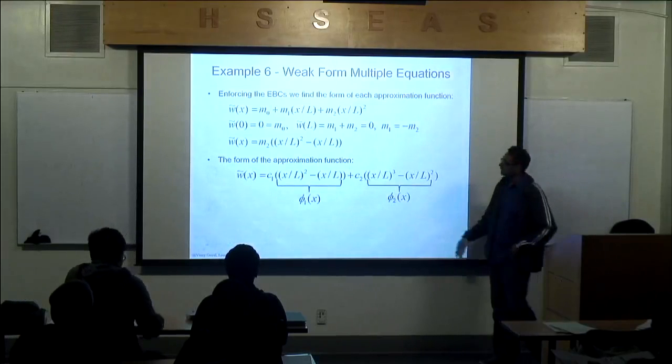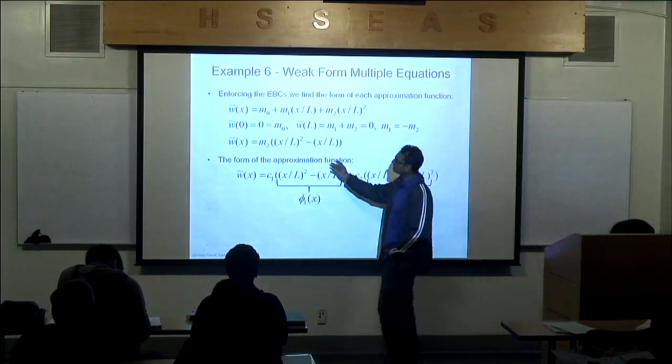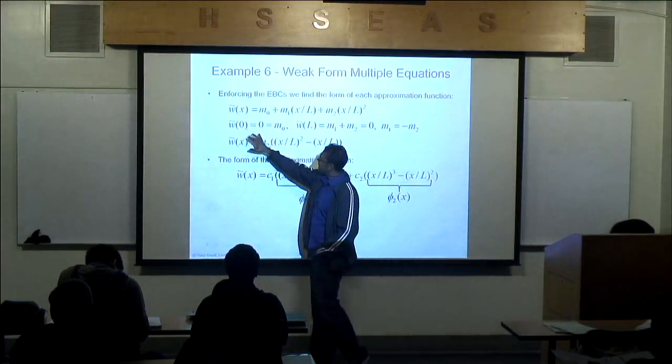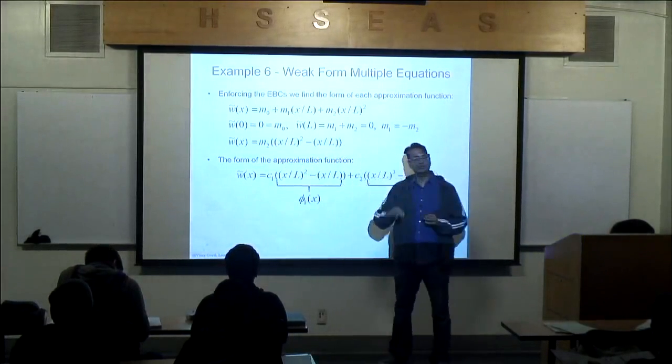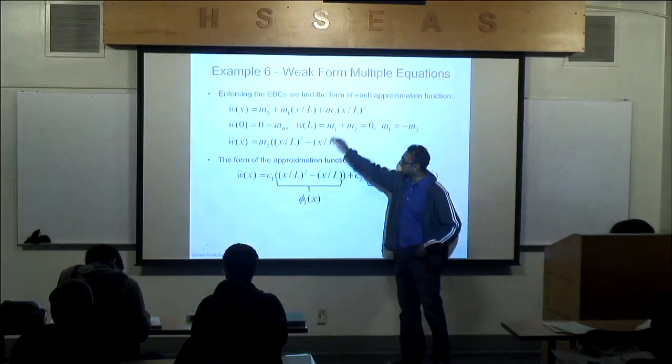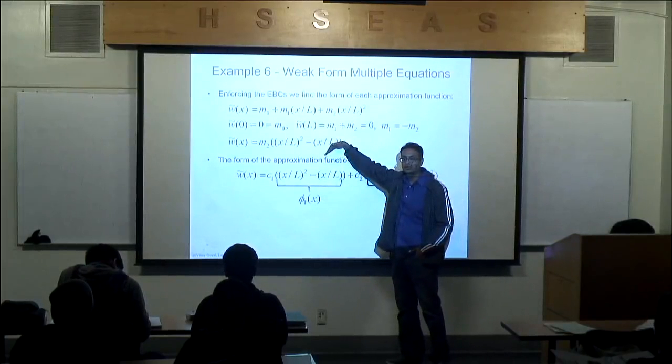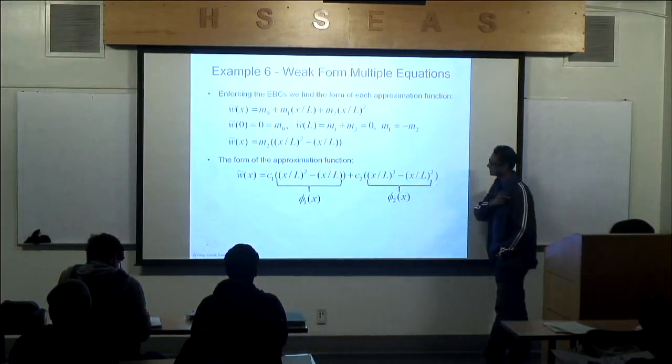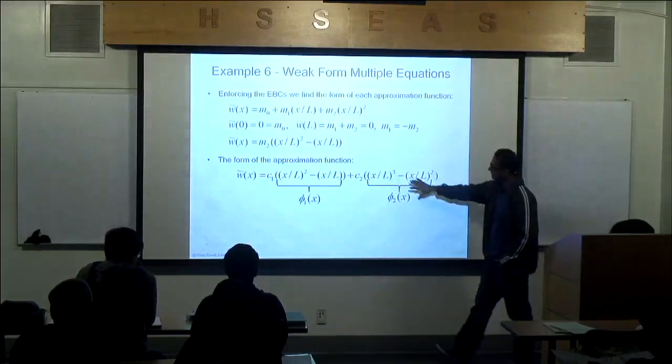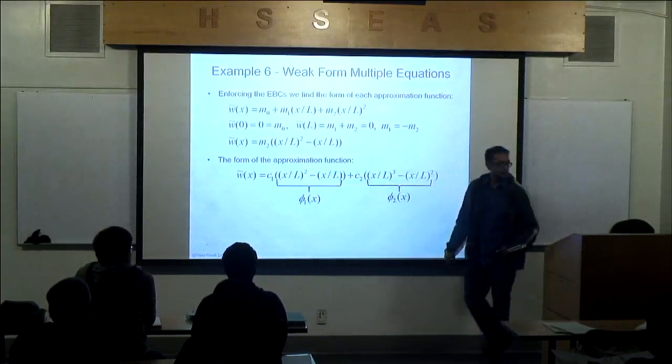For the first one, I have to figure out the form of that, since w has to be 0 at x equals 0 and 0 at x equals L. I'm not going to go through the steps. I think I bore you to death with the same approximation function. At the end, you get this. This is your approximation function, and you can see that these phis satisfy the homogeneous form of the boundary conditions.